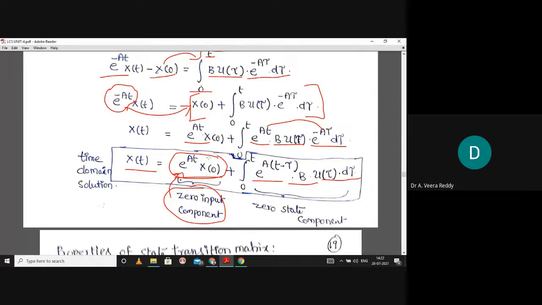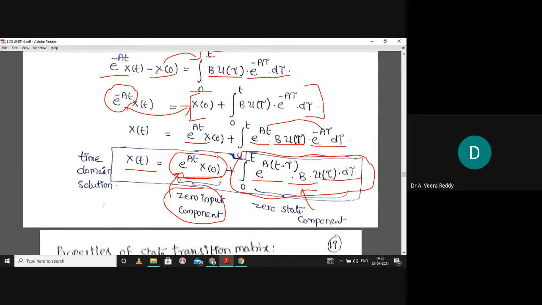In a homogeneous system also, what is the solution of the homogeneous state equation? X of t equals e power At x of 0. That is nothing but the zero input component only. There the input is absent, the input vector u of t is absent. So that is why this particular component we call the zero input component, and the other component is called the zero state component. You can observe this one, the zero state component. This is the zero input component, this is the zero state component.